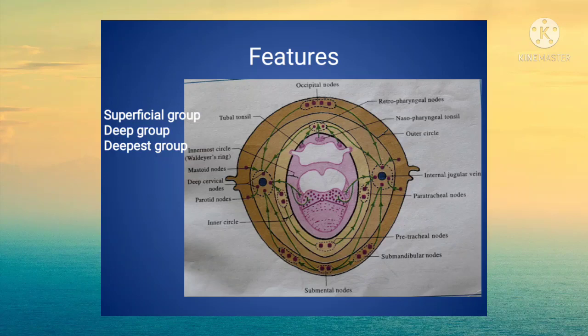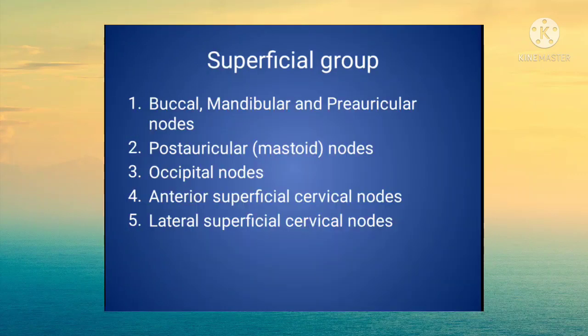Mainly the lymphatics around the head and neck region are arranged as three specific groups. They are the superficial group, deep group and deepest group. First we are going to learn about the superficial group. They are subdivided into 5 subcategories: buccal, mandibular and preauricular nodes, postauricular nodes, occipital nodes, anterior superficial cervical nodes, and lateral superficial cervical nodes.